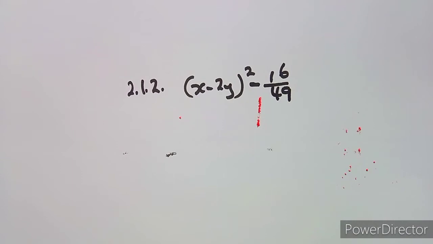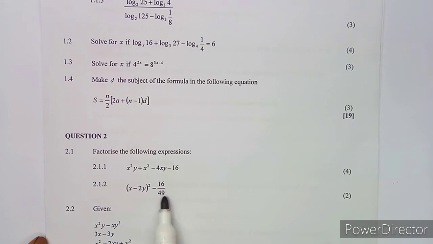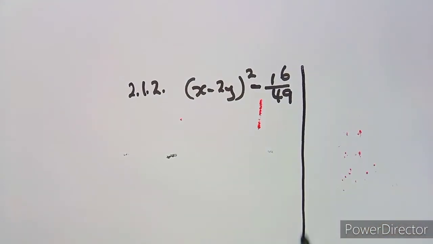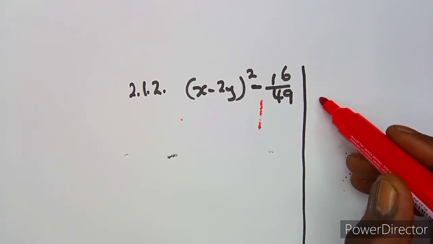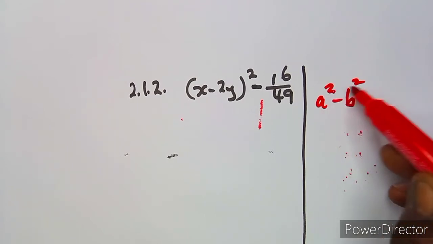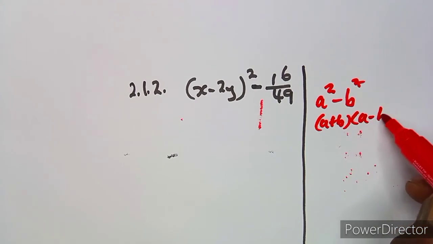Okay, take note guys about our question. That's x minus 2y squared minus 16 over 49. All right, in this case, there is no way but to apply our difference of two squares. So remember, from our difference of two squares, I told you that if you can write your expression as a squared minus b squared, as long as these two are squared, your answer can be a plus b into a minus b.